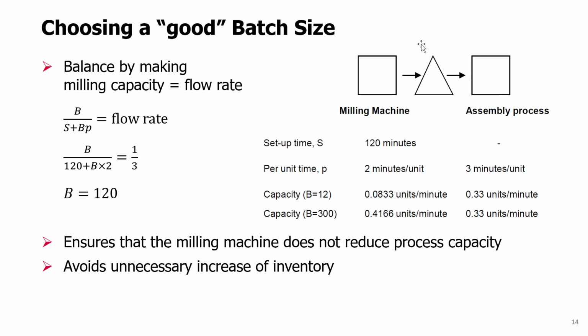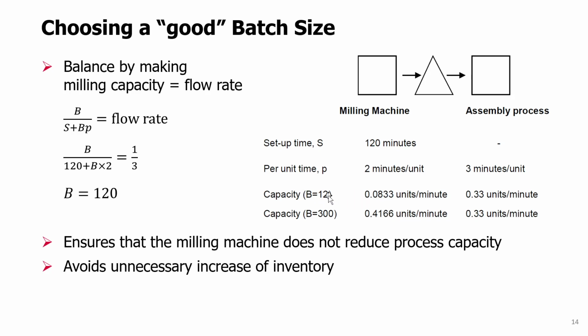So the process we will draw now looks like this. There is the milling machine, some inventory of parts, and then the assembly process. Remember, the assembly process now hides the detailed process flow diagram that we had before for the assembly line, with 3 stations and so on. All we know now is that there's a time per unit. There's no setup on the assembly line. This is running in a different mode. Here there is a setup of 122 minutes, 2 minutes per unit, as we said.